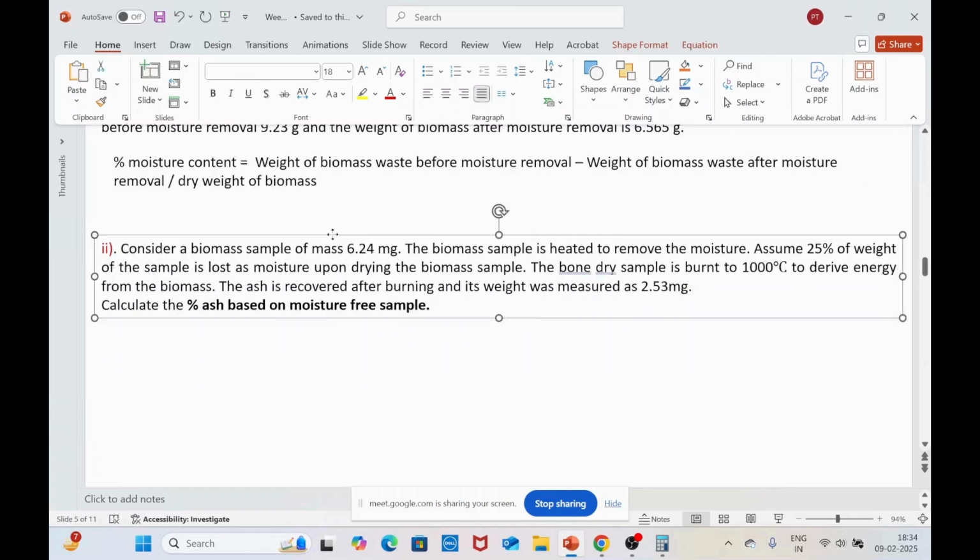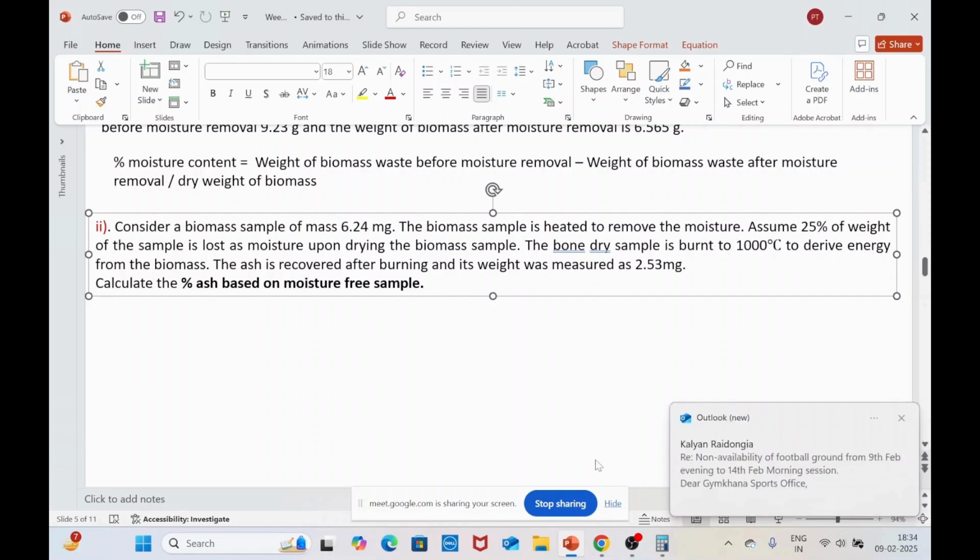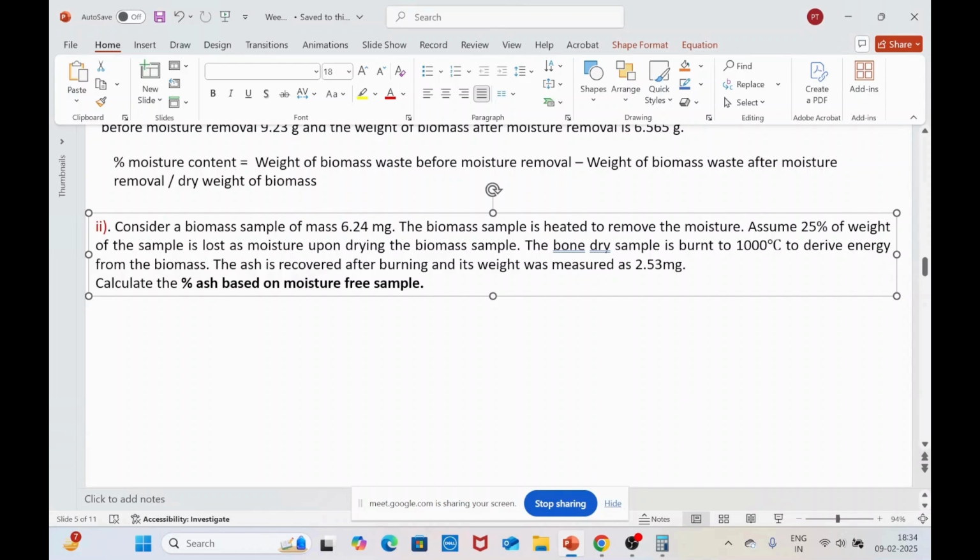So the second question is: consider a biomass sample of 6.24 mg. The biomass sample is heated to remove moisture. We are asked to assume that 25 percent is lost as moisture. The bone dry sample is burned to 1000 degrees Celsius to derive energy from the biomass waste. The ash is recovered after burning and its weight is measured as 2.53 mg. Calculate the percentage of ash based on the moisture free sample.